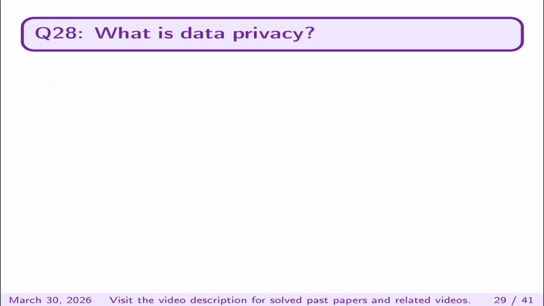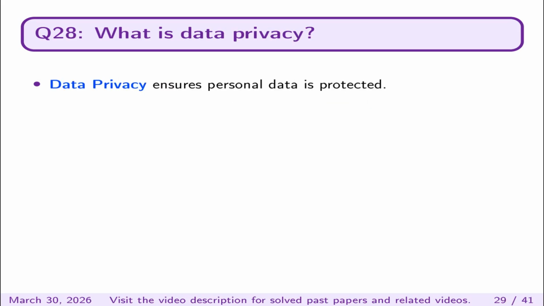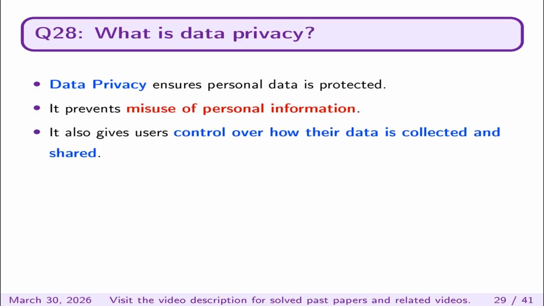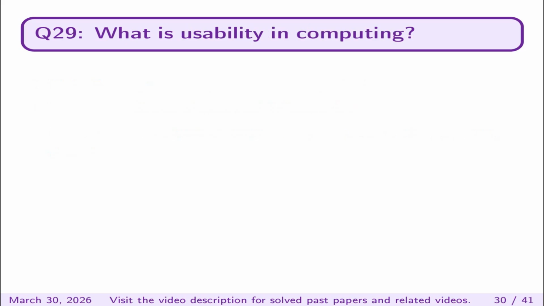What is data privacy? Data privacy ensures personal data is protected. It prevents misuse of personal information. It also gives users control over how their data is collected and shared.